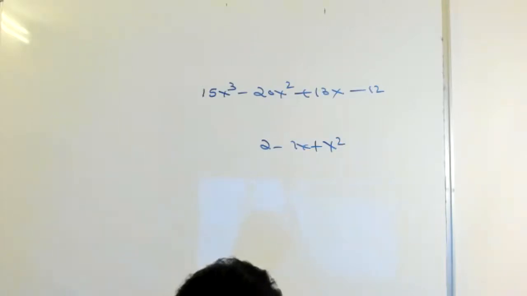Okay, try this one. So is it 2 minus 2x plus x square or 2 minus 3x? 2 minus 2x, 2 minus 2x plus x square. Clear now? Yes, sir.